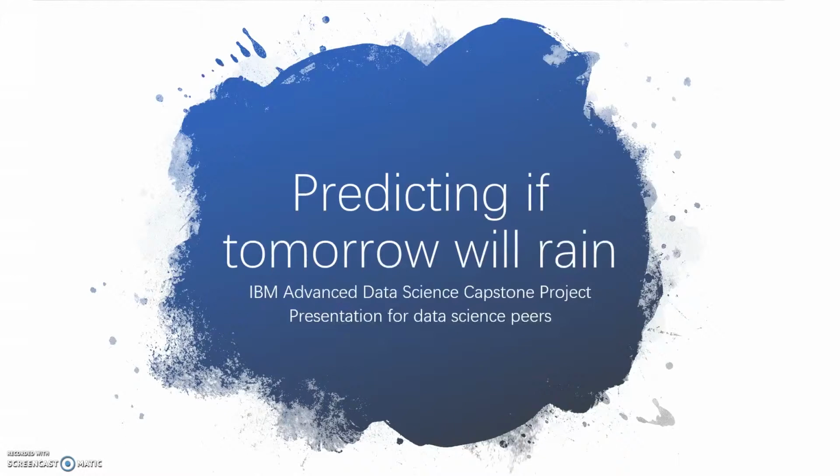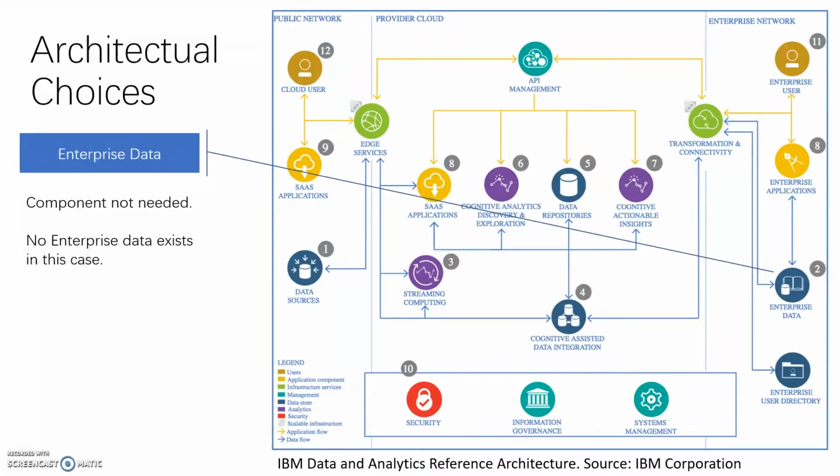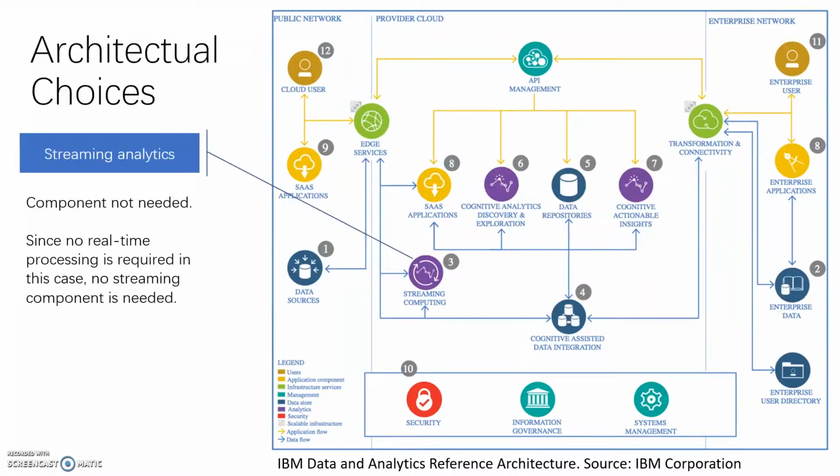Let's now go deeper into the architectural choices. Since the original dataset was downloaded externally from gecko.com in the form of a CSV file, and no real-time data streaming is required, a CSV file is used as the data source. No enterprise data exists in this case, so the enterprise data component is not needed. The streaming analytics component is also not needed, as no real-time processing of data is required in this case.